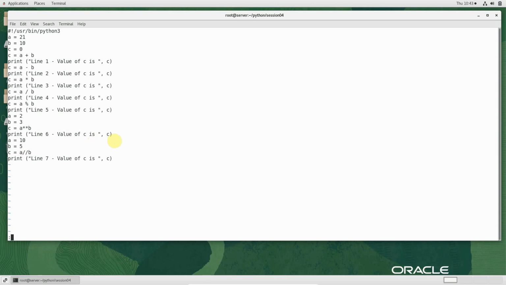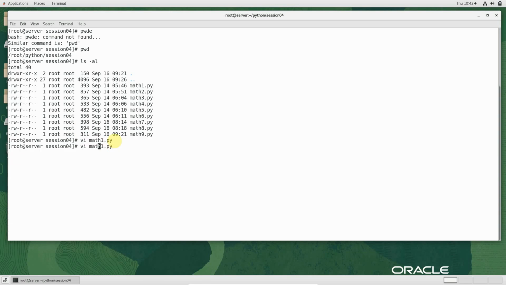So if I run this program, python3 math1.py, this is the output you can expect, and precisely this is what I discussed. Alright.